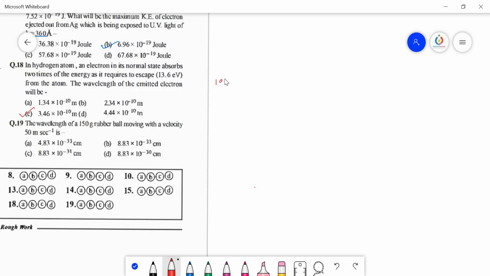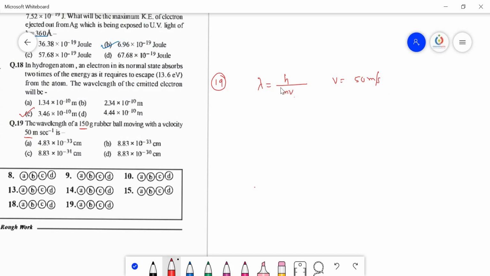Let's solve question number 19. The wavelength of a 150 grams rubber ball moving with a velocity of 50 meters per second is. So the mass of the rubber ball is given, and velocity is also given. They are asking the wavelength, so just like de Broglie's wave equation, lambda equals h by m into v. So velocity is given here, 50 meters per second.